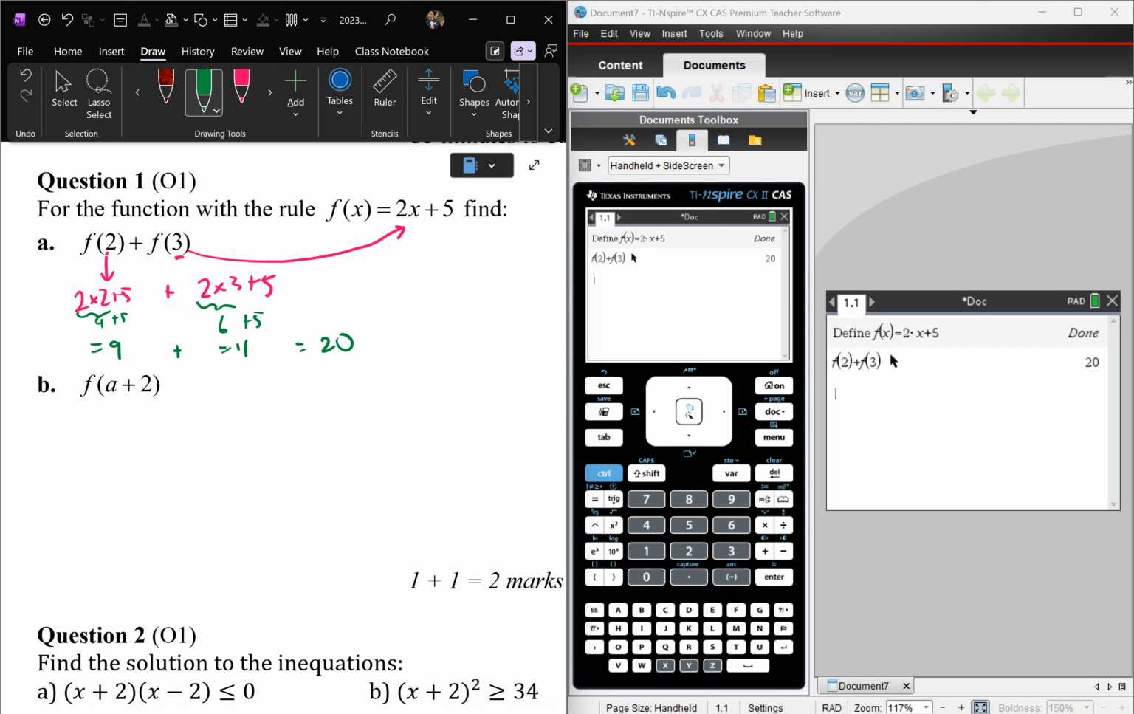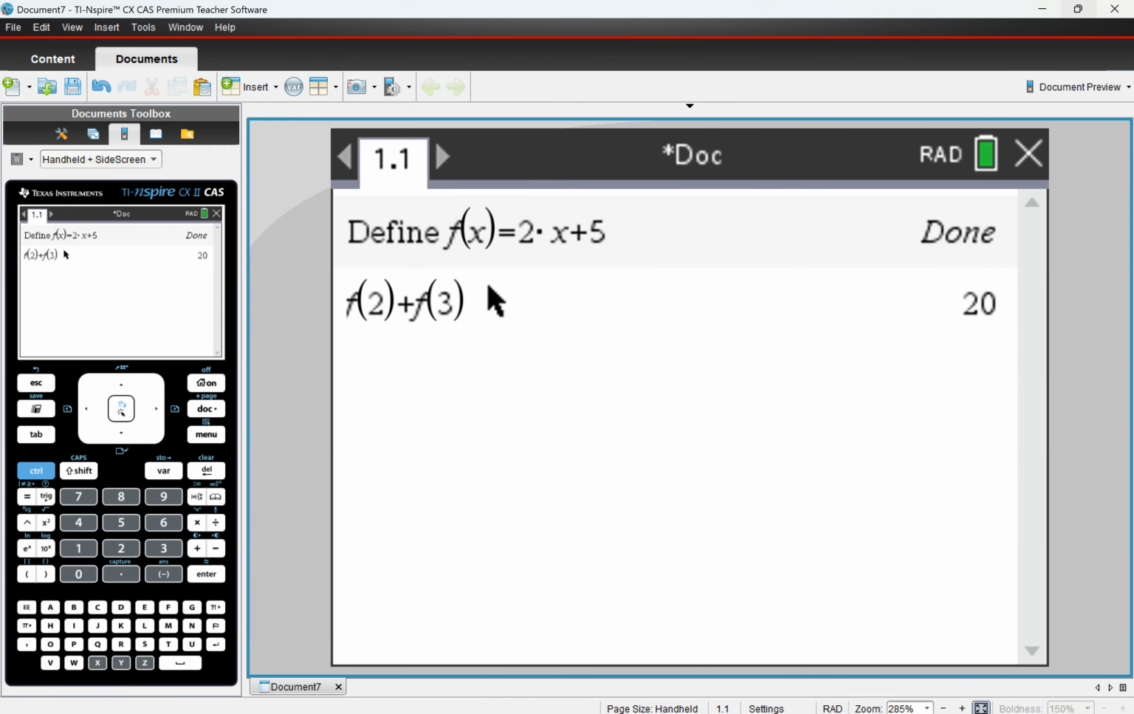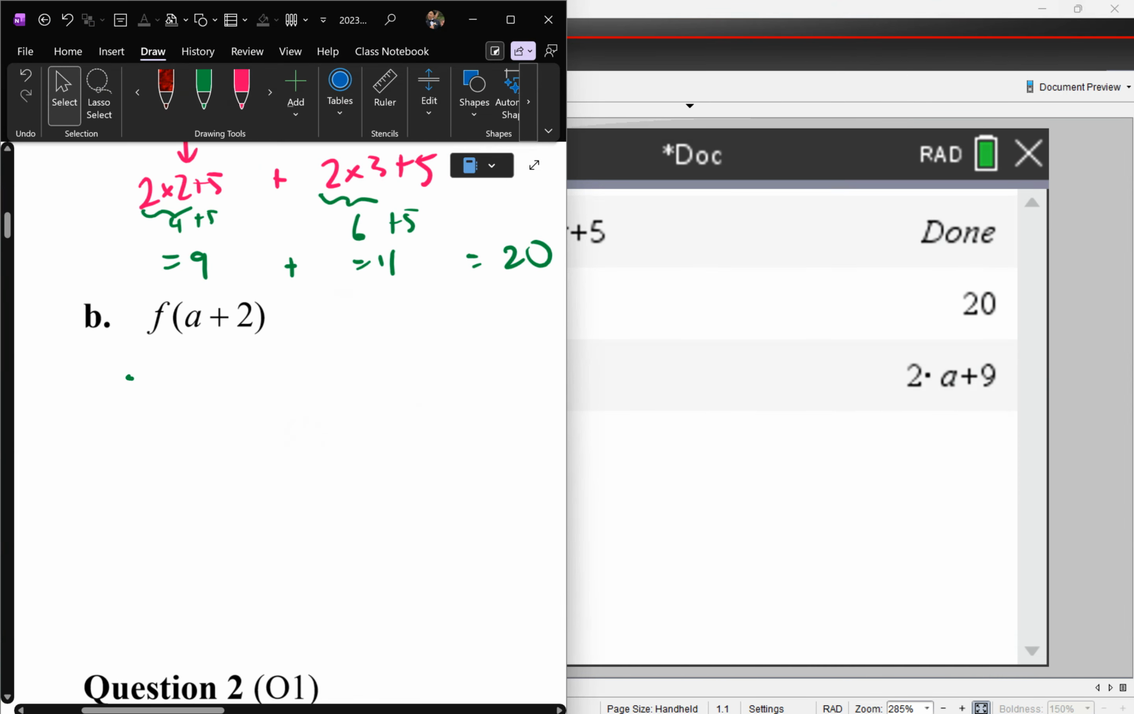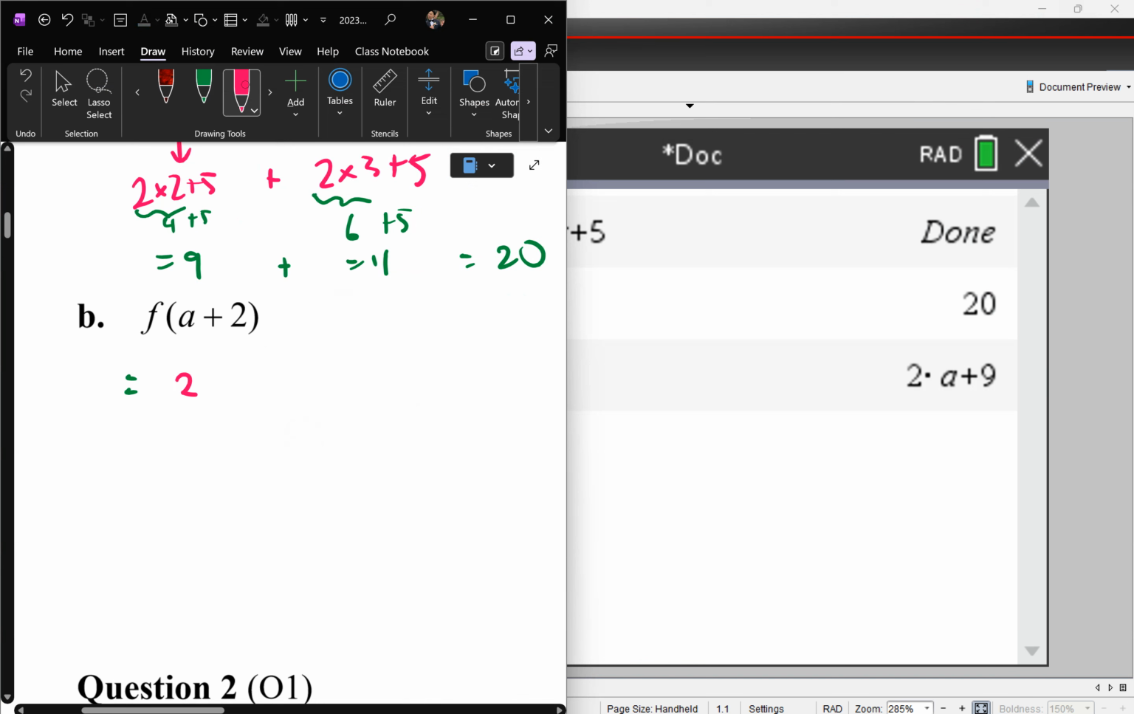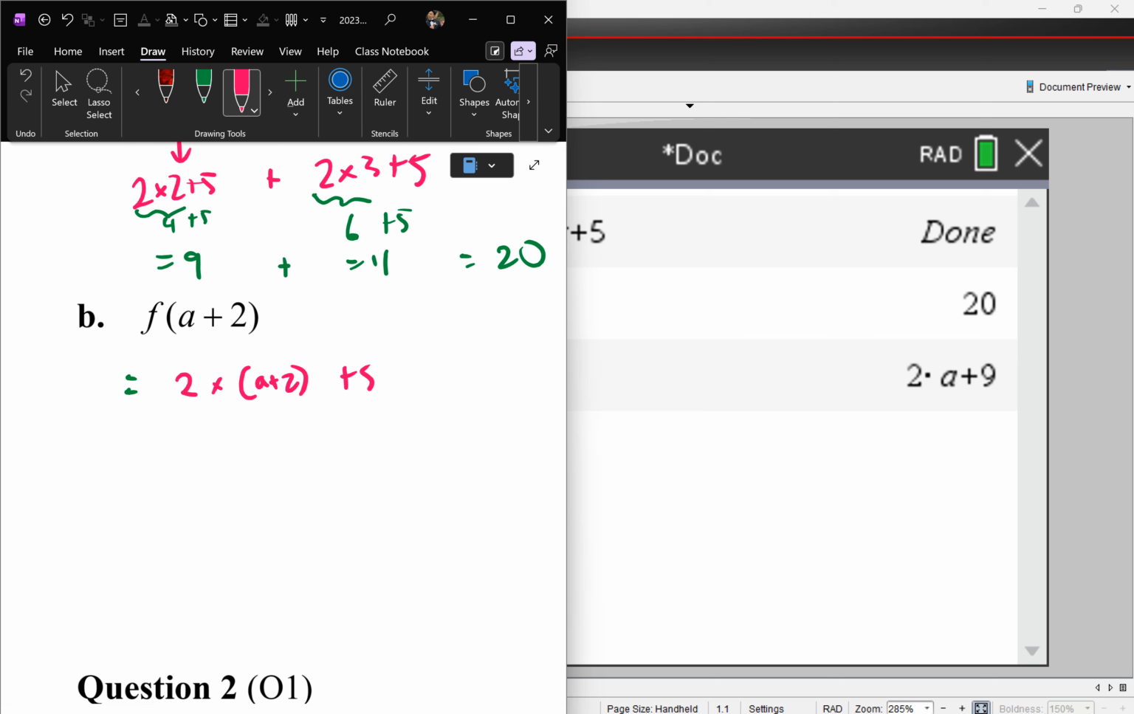So when you say f of a plus 2, what does that mean? Is that easier for you guys to read? So when this says f of a plus 2, it just means sub x equals a plus 2 into the equation. Again, you can just type f bracket a plus 2, and it does it for you. But if you were to do it manually, your equation would have been 2 times a plus 2 plus 5. If you expand the brackets, 2 times a is 2a, 2 times 2 is 4. That's why you get 2a plus 9.